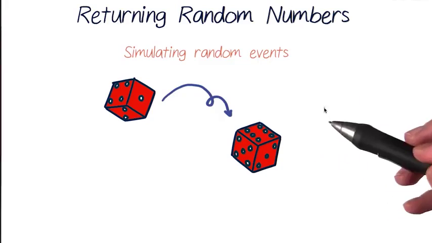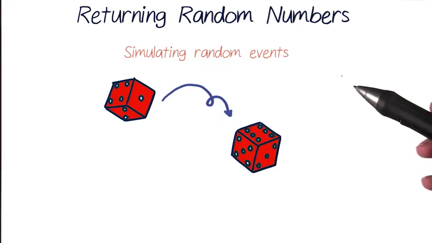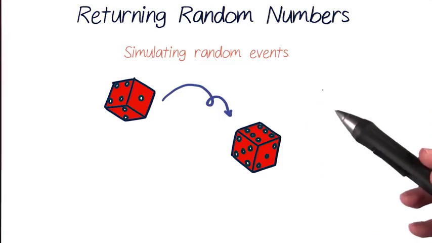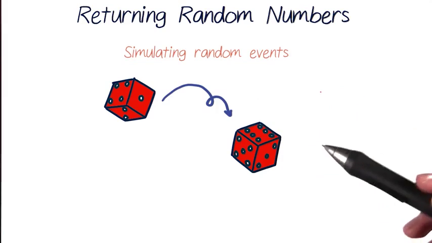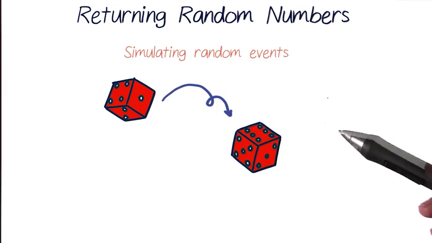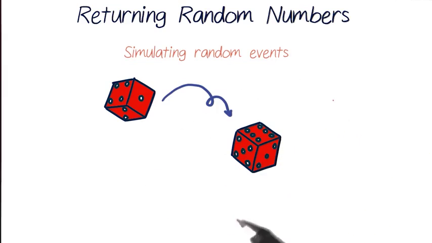Now that we've seen how to use functions to calculate and return values, let's see one more example where we can use return values. This time, we'll be generating and returning random numbers, and random values are really useful in simulating any real-world behavior that involves chance or random events. Like simulating rolling dice, which we'll get to.